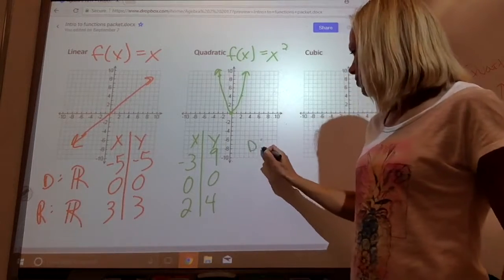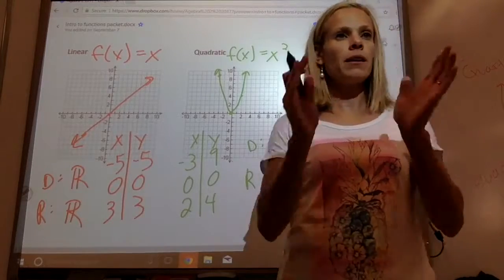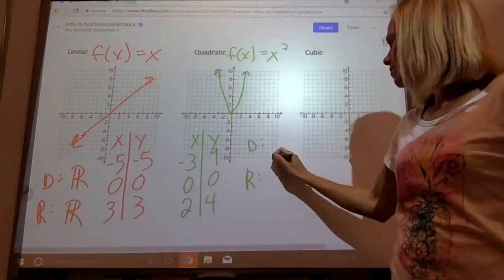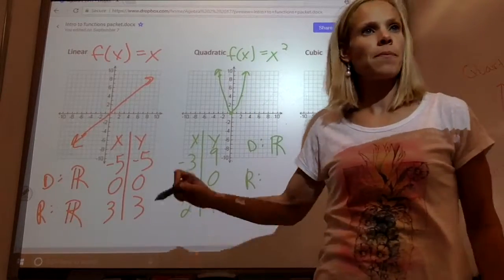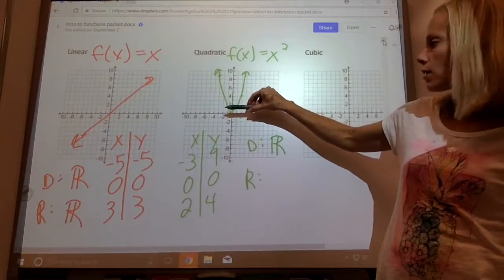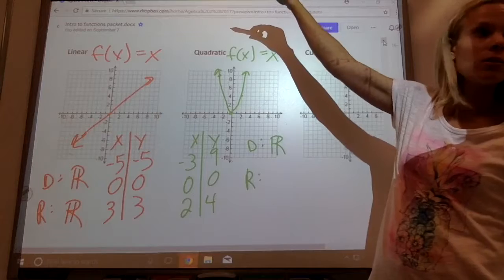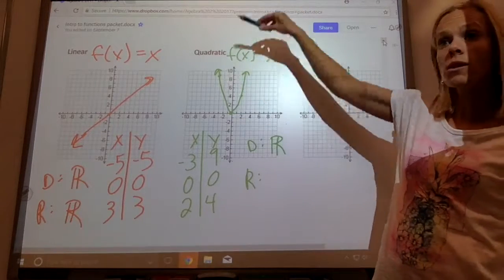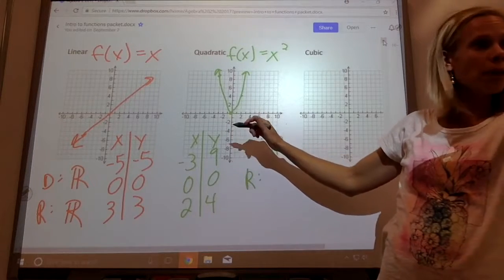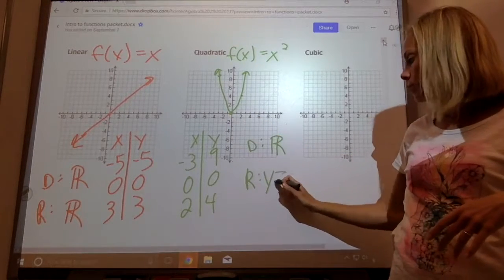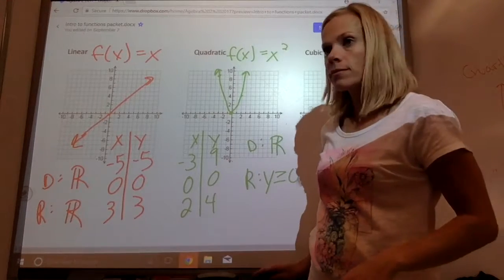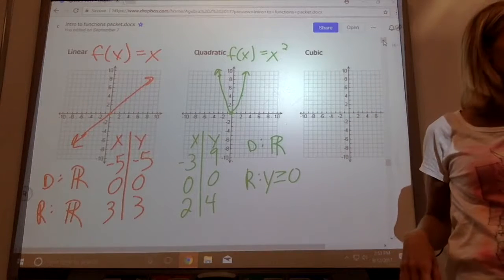My domain and range. So domain, how am I going left and right? Am I going left and right forever? So all real numbers. Yes. What's my range though? If you notice your range, I'm starting here and I'm only going up. So it can't be all real numbers because I'm only here and going up. So I'm starting at the origin, 0, 0, and only getting bigger. So your range would be greater than or equal to 0. 0 and bigger.